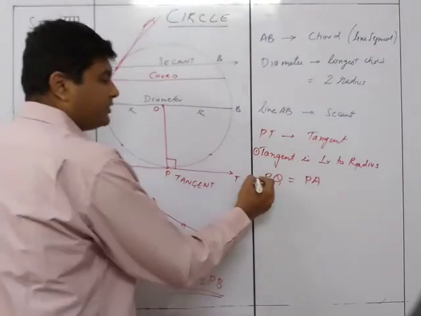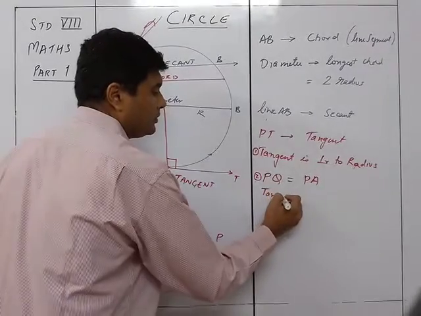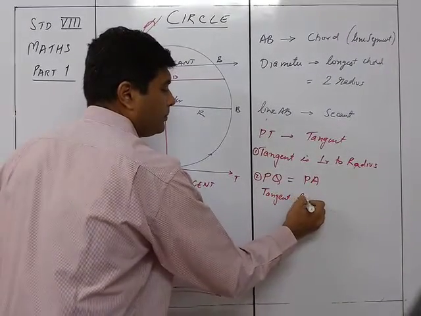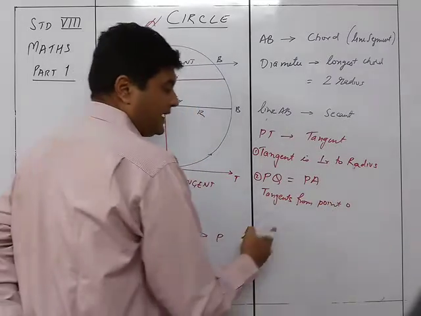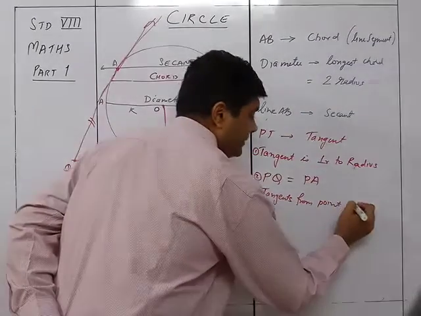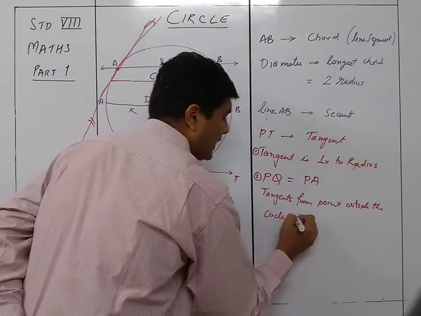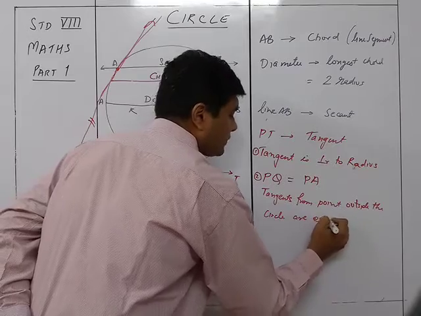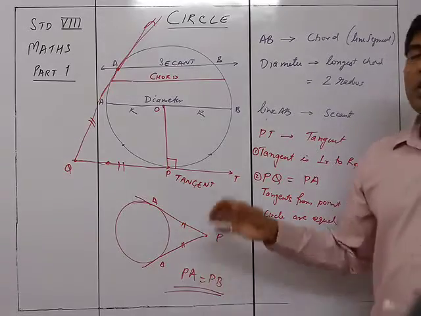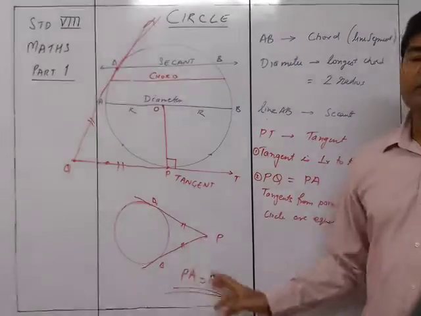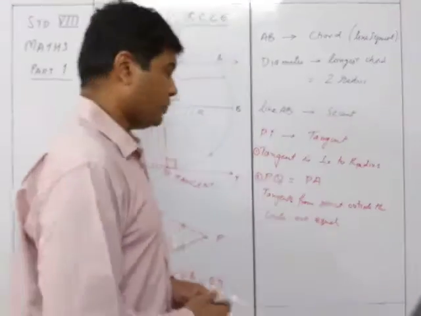So what is the second point? The second point over here is: tangents from a point outside the circle are equal. So if I am given a figure like this, I automatically know that PA will be equal to PB. I don't even have to think, I can just say that PA will be equal to PB.